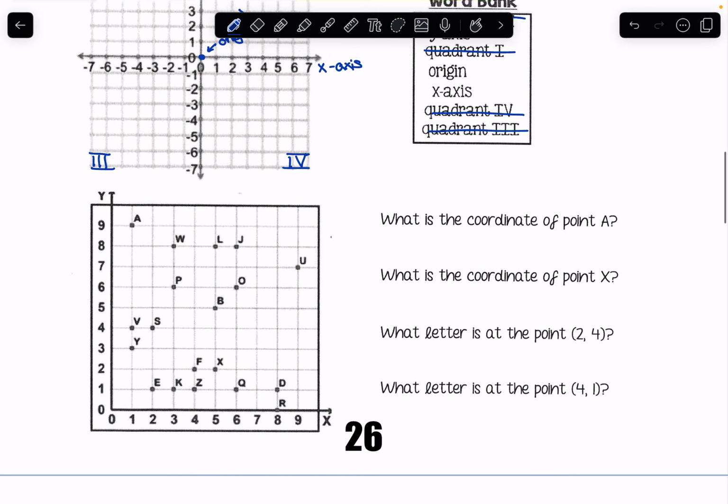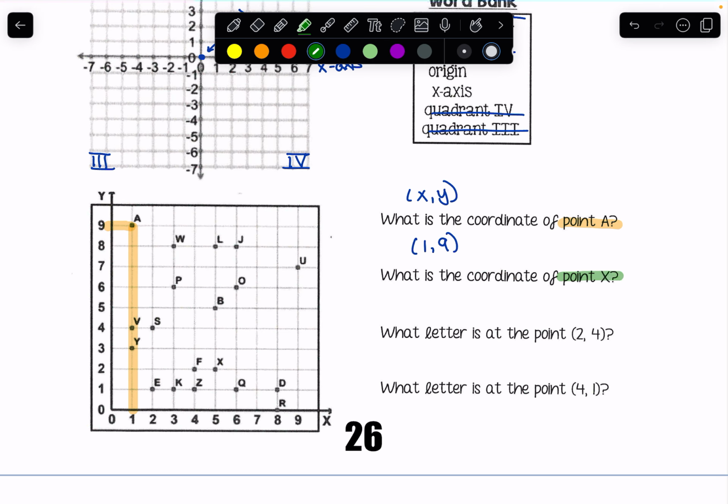Now the next piece that we need to know is how to plot points and identify where points are plotted. So, for example, I want to know where point A is. So I'm going to draw my lines up to point A, and I can say, okay, the x value is 1, and the y value is 9. Your coordinate points should always be x, comma, y. And now I'm going to do the same thing with my next ones. I have point X. So my x value is 5, my y value is 2.